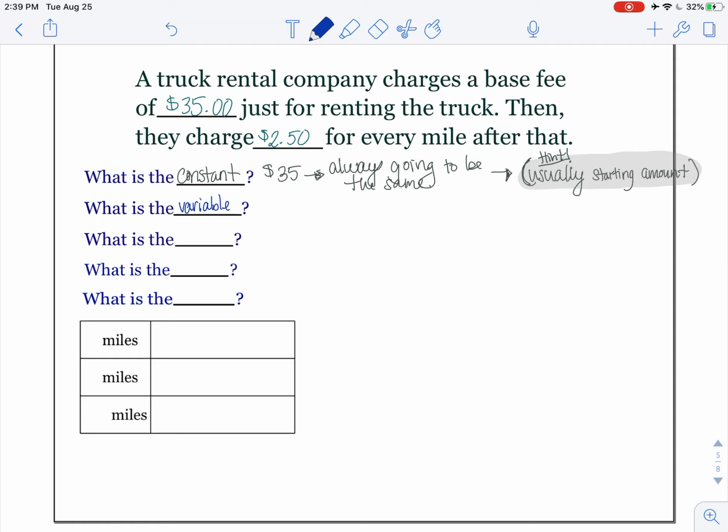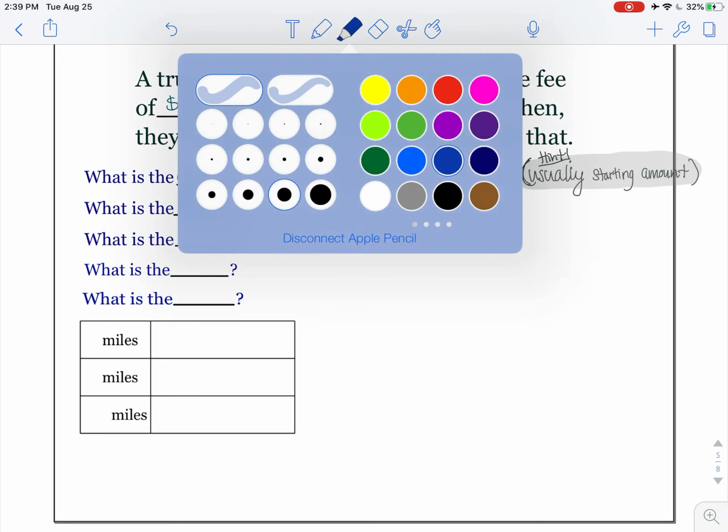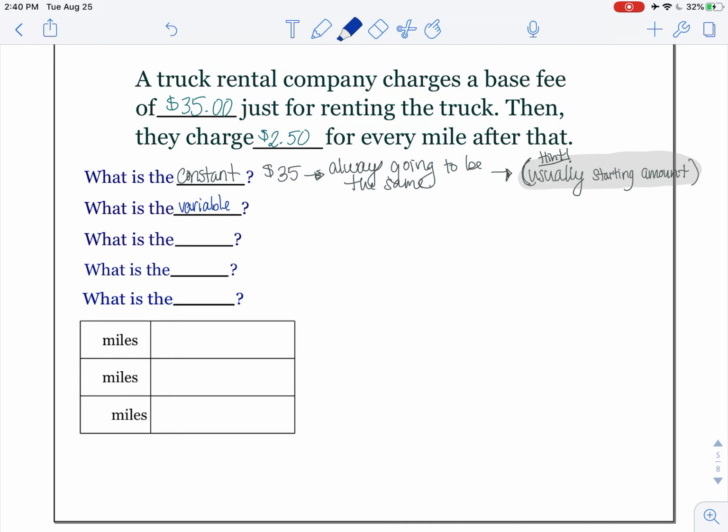Well, we know that there's two labels. When I say labels, I'm talking about two units in this. If I read, a truck rental company charges a base fee of $35, okay? And then $2.50. So dollars is a label here. And it's for every mile. Mile is another label here. So we have dollars and we have miles.